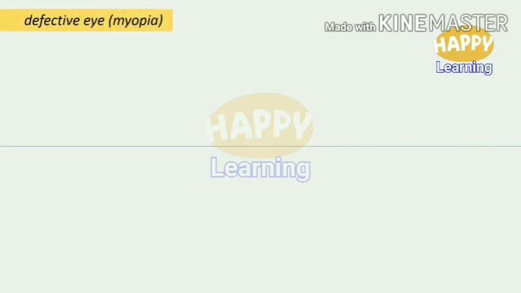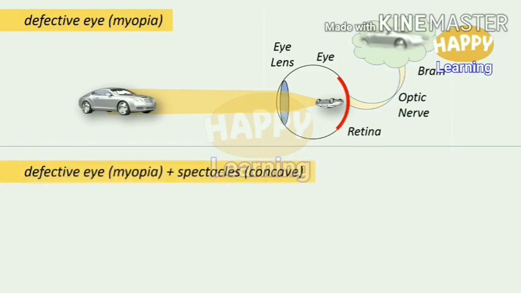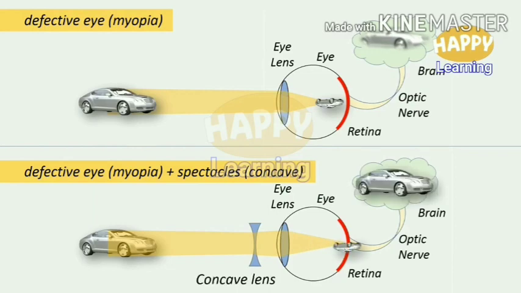Similarly, another example. There is an object, the rays are converged to a point before the retina and the image read by the brain is blurred. Whereas when spectacles with a concave lens are added, the rays are first diverged and then converged to give a clear image on the retina. Hence, the image read by the brain is clear.